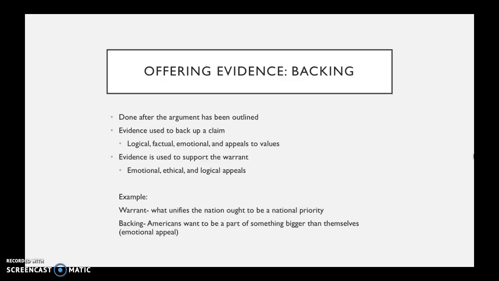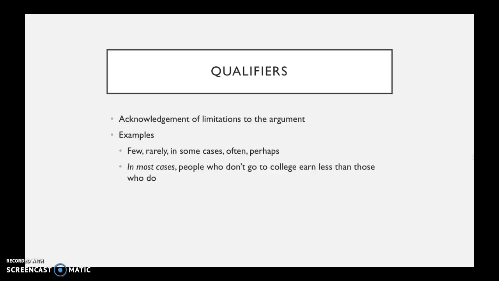An example of this from the book is the warrant would be what unifies the nation ought to be a national priority, and the backing portion would be Americans want to be part of something bigger than themselves. This is an example of an emotional appeal.